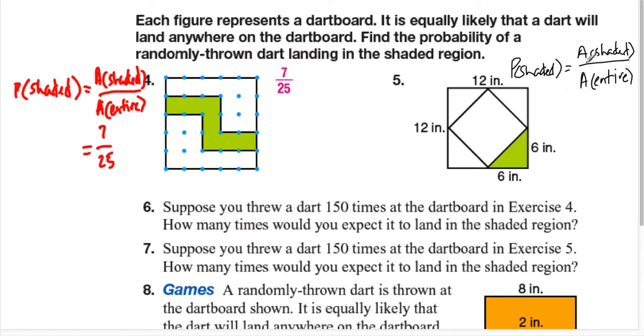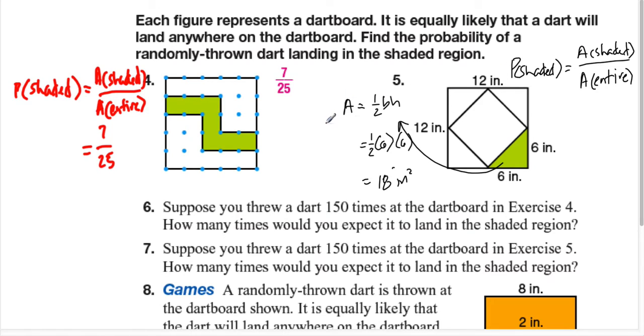Okay, so the area of the shaded region, if you notice, this is a triangle. So the area of a triangle formula is 1/2 base times height. In this case, my base will be 6, my height will be 6, so it's 1/2 times 6 times 6, or simply 18, because 1/2 times 6 is 3, 3 times 6 is 18. So this will be 18 square inches.